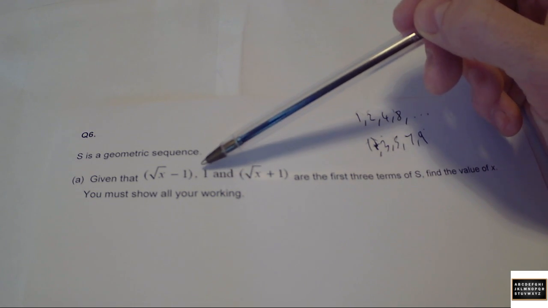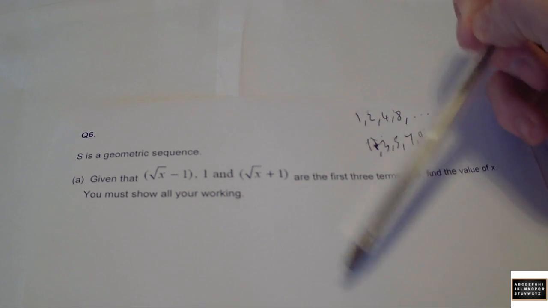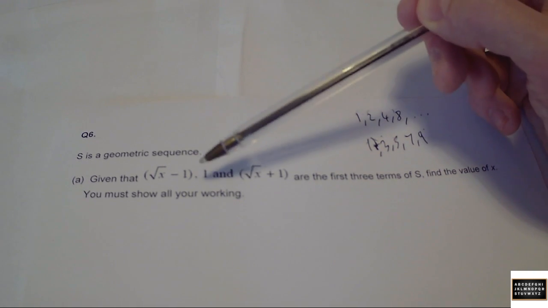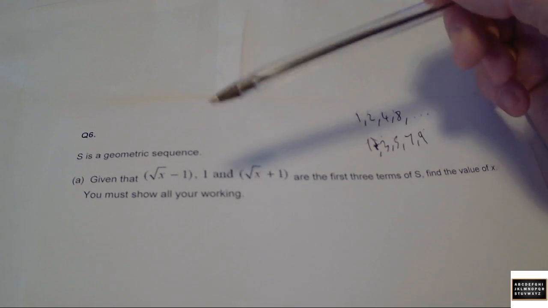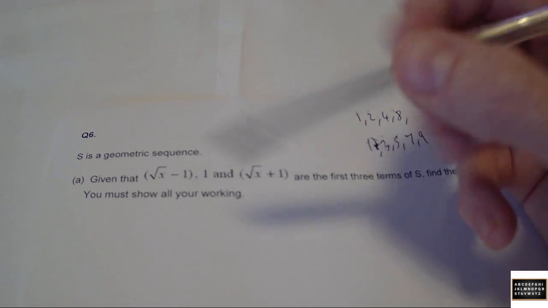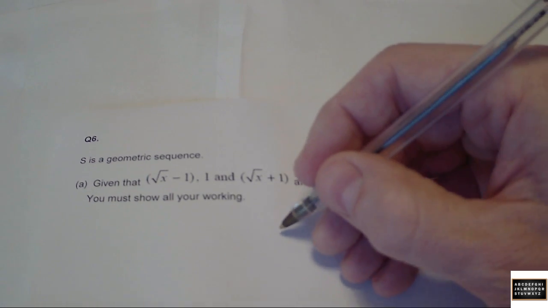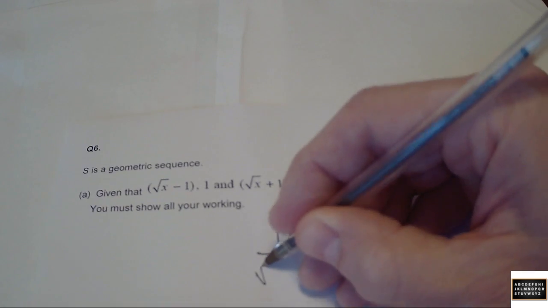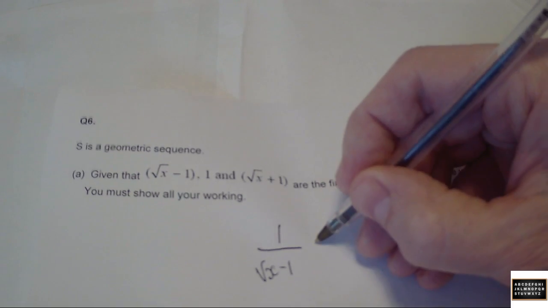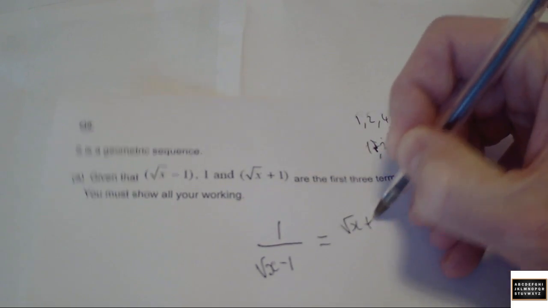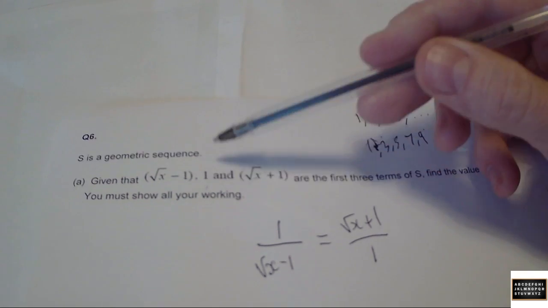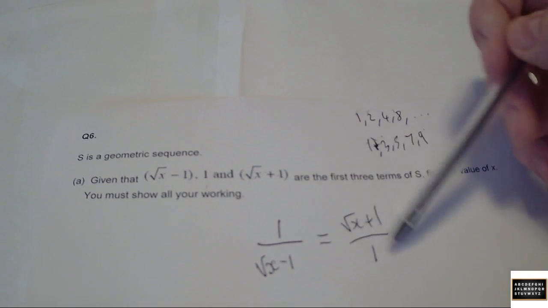Now the fact that it's a geometric sequence and these are the first 3 terms means that this one divided by this one and this one divided by this one must be the same, because it's the same multiplier each time. So I'm going to write that little phrase in words. We know that 1 over the square root of x minus 1 is equal to the same thing as root x plus 1 over 1. In other words, that divided by this is the same thing as this divided by that. That's what this is saying.